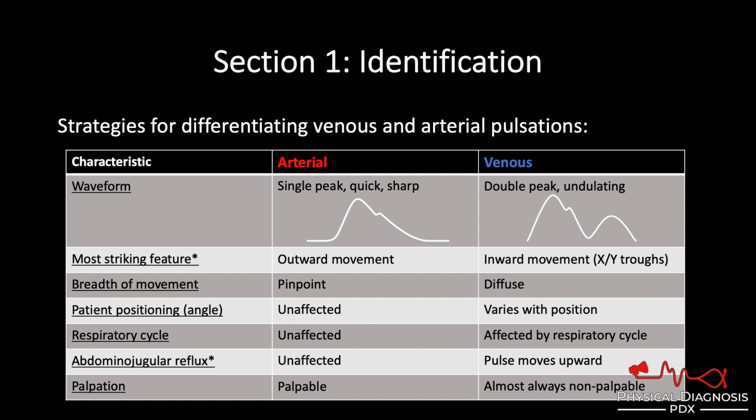As the angle at which the patient is positioned decreases, the venous pulse climbs up the neck, and as the angle is increased, the venous pulse moves downward. The venous pulse is also affected by respiration, normally moving down with inspiration, and with abdominal pressure, the venous pulse will move up the neck. Finally, the arterial pulse is palpable, while the venous pulse is almost always non-palpable.